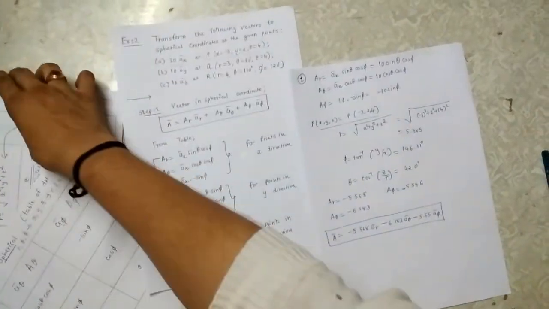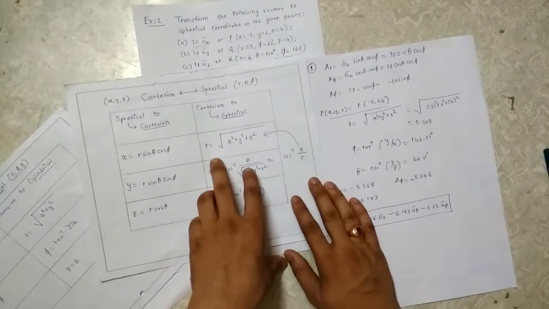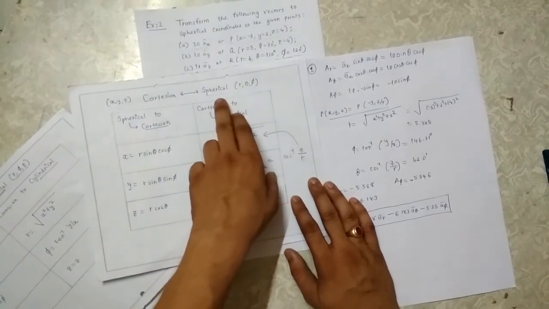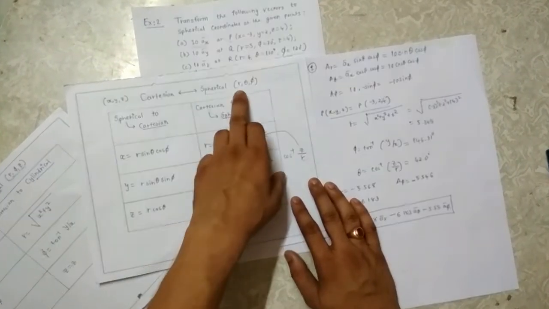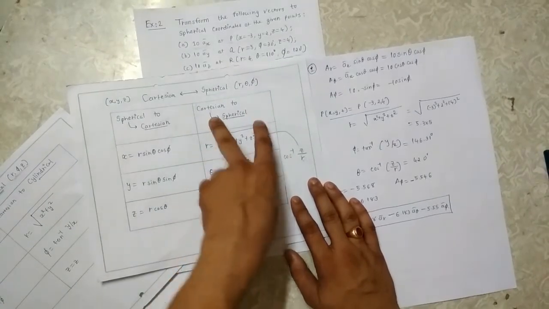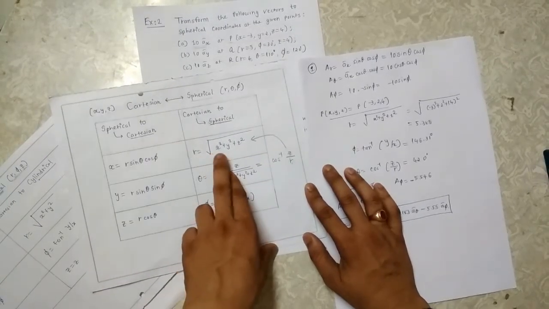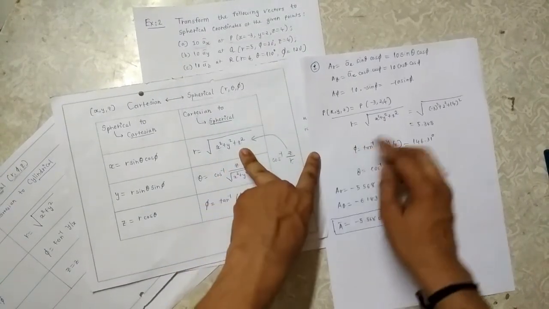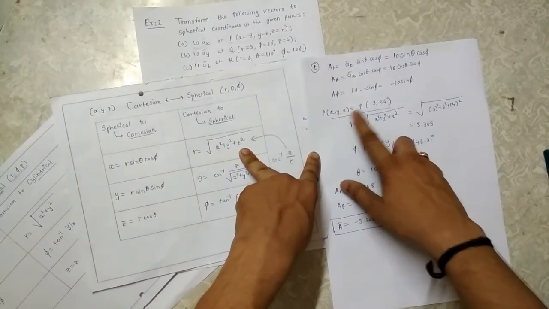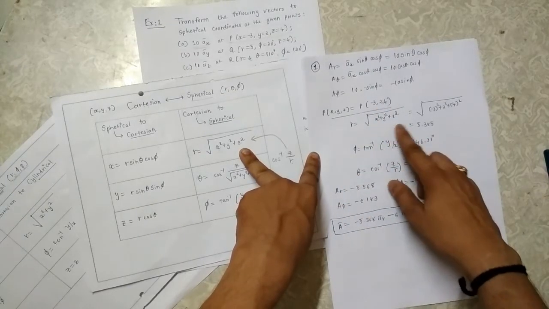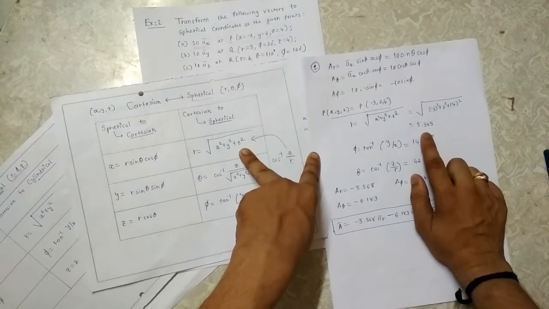Okay, now we will use this table. See this table. In this table we are given that if you want to convert from Cartesian to spherical, that means from x, y, z to r, theta and phi, you have to use this row. So r, how we will calculate the value of r? With the help of square root of x square plus y square plus z square. Okay, we are having values of x, y and z, that is minus 3, 2 and 4. We will put all these values into this equation, so we'll get the answer as 5.385.